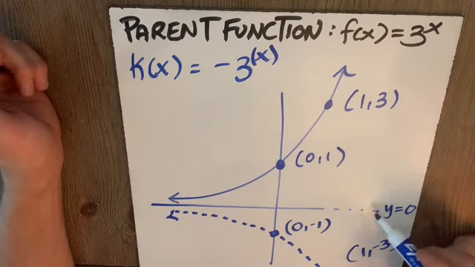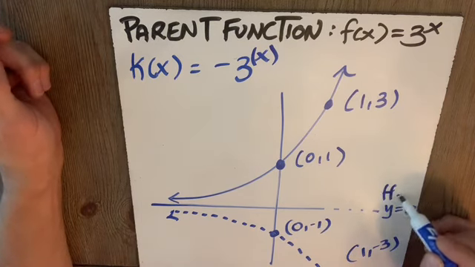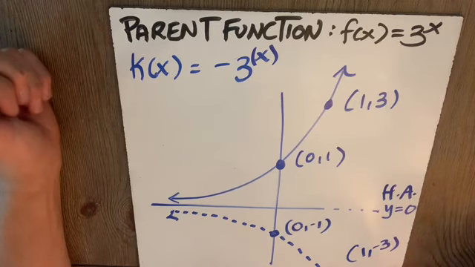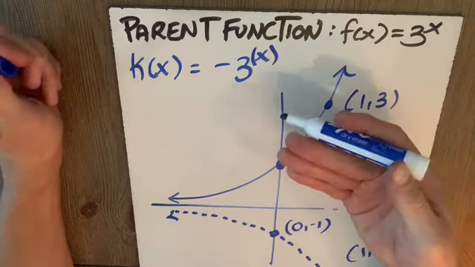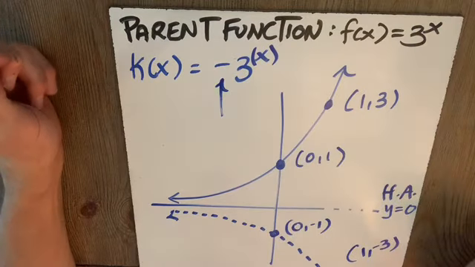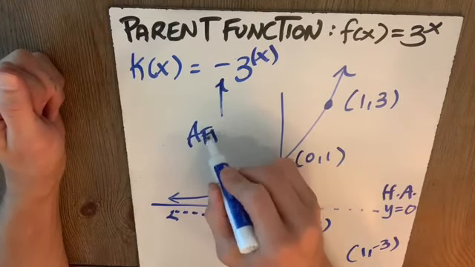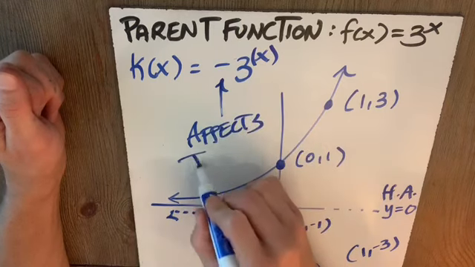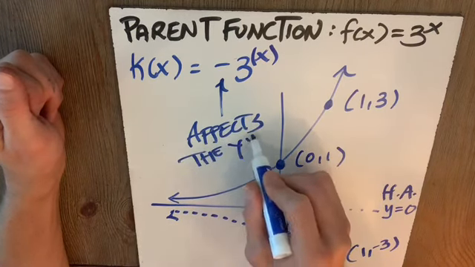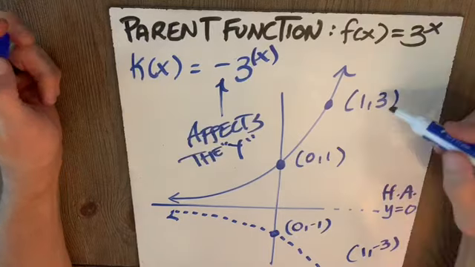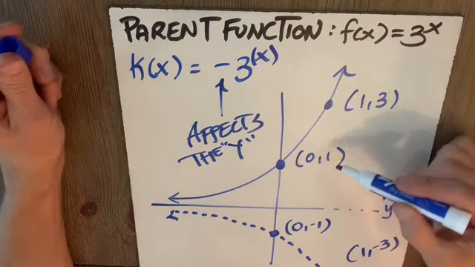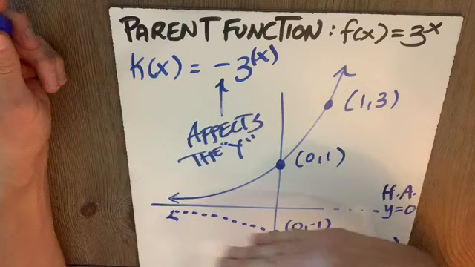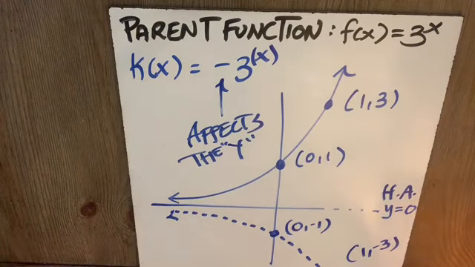Notice the y equals 0, that's the x-axis, remains my horizontal asymptote. Nothing changed in that regard. This negative on the outside, remember, that affects the y values. So the y values will change. Positive y values become negative. We're reflecting over this horizontal axis here. And this is our graph. Notice 2 points and 1 asymptote. I've done my job. I've graphed it.